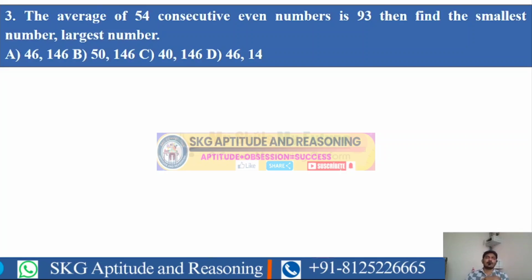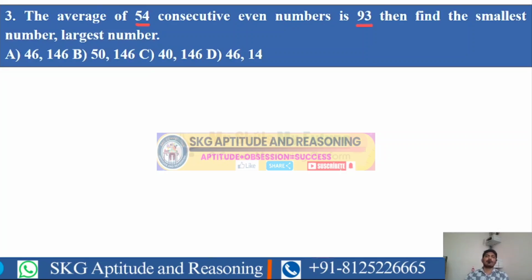What he gave in the question is the average of 54 consecutive even numbers, he gave it as 93. Then find the smallest number and the largest number. So in this question, we need to find the smallest and the largest numbers here, and he gave 54 consecutive even numbers, and for those the average he gave as 93 here.